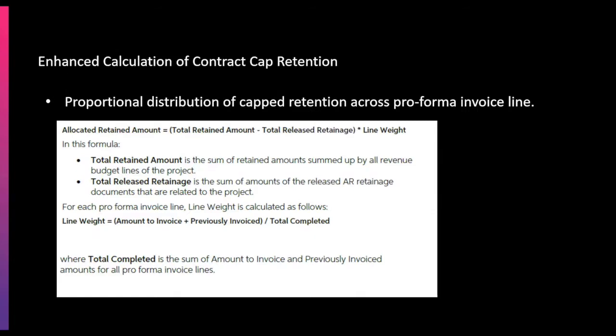With 2021.1, we've also introduced enhancements on how retentions are computed and allocated for projects with a set contract cap. In the past, when a cap is set for a project, often this cap is reached after the first few progress claims, leaving the retention disproportionately allocated to the first few revenue budget lines. The new calculation we've introduced uses a weighting method to proportionally distribute the allocation of retention. Now let's jump back into Advanced and see how that works in practice.